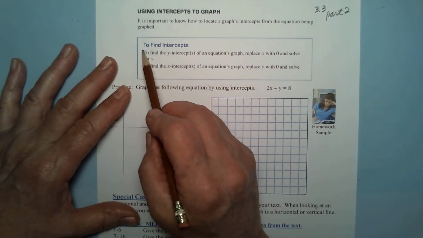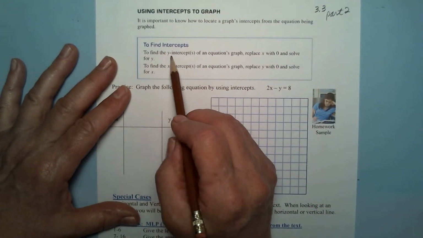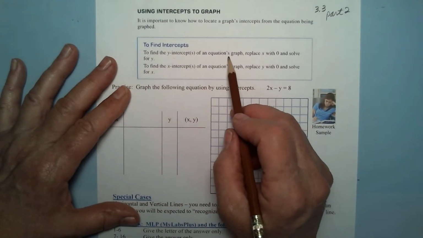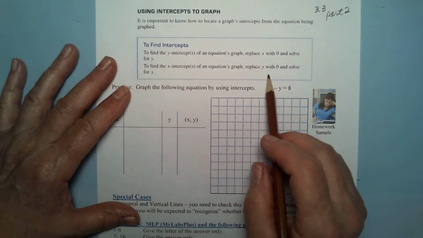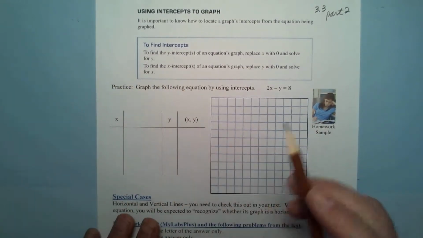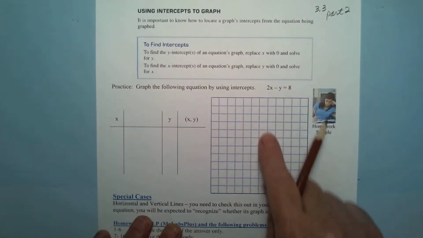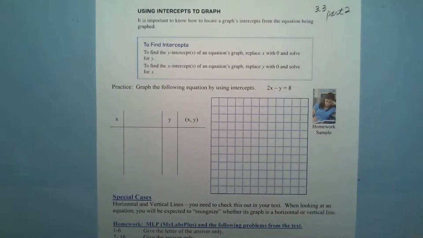do. To find the intercepts, to find the y-intercept of an equation's graph, replace the x with 0 and solve for y, and then just reverse for the x. So let me show you why that makes sense. I'm going to go ahead and draw some axes in here.